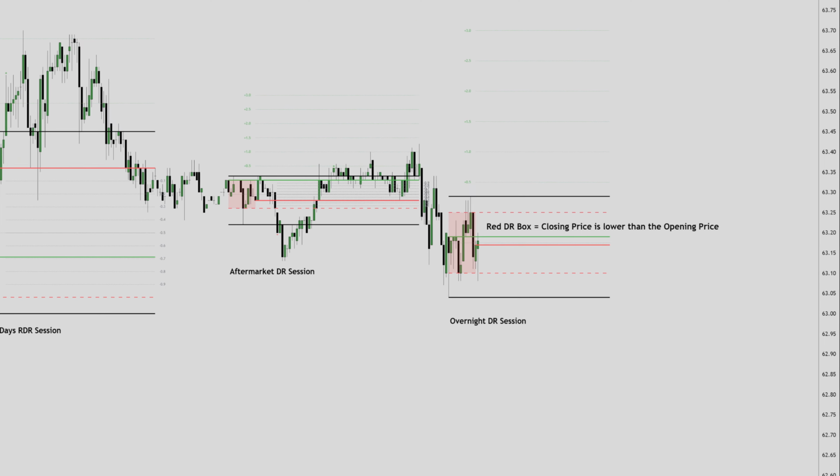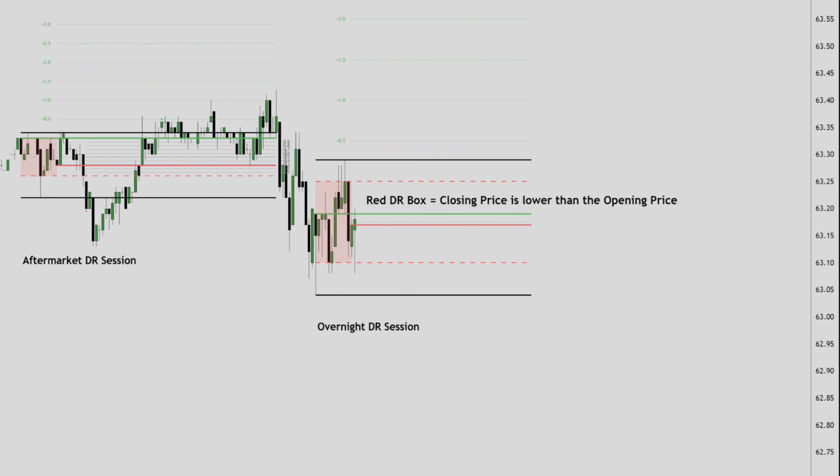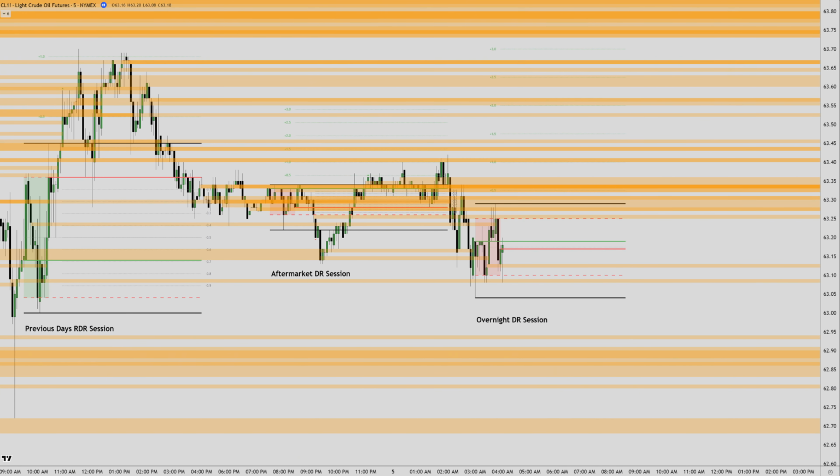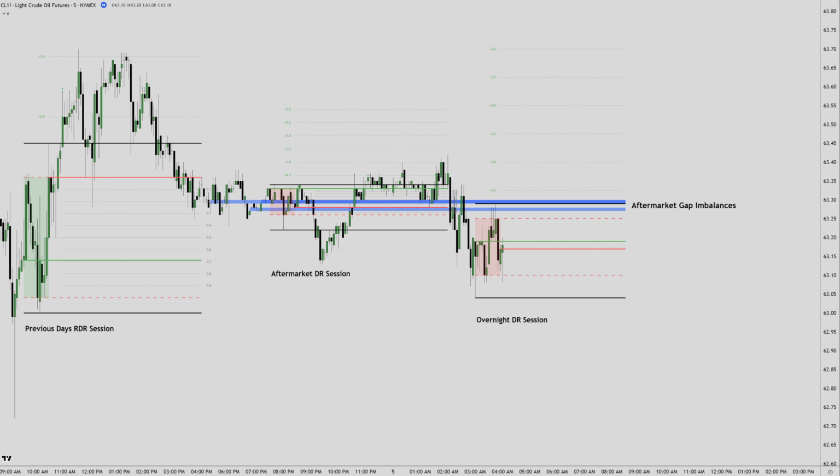Another piece of information that you already have after the first hour of the overnight DR is that the closing price is slightly lower than the opening price, resulting in a red DR box, and therefore also a higher chance to see a short confirmation. Based on volume imbalances, there are several that you can toggle on and off when needed, and also 3 intraday gap imbalances, which can be helpful as usual.